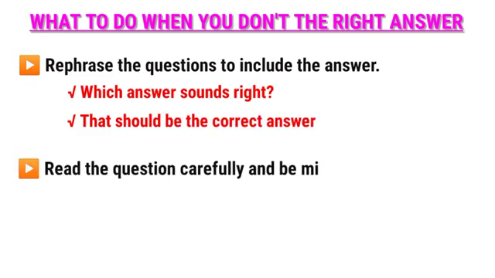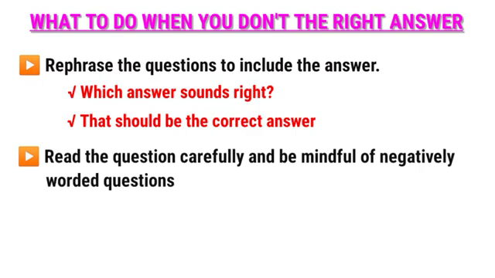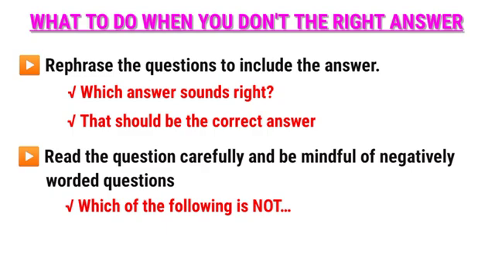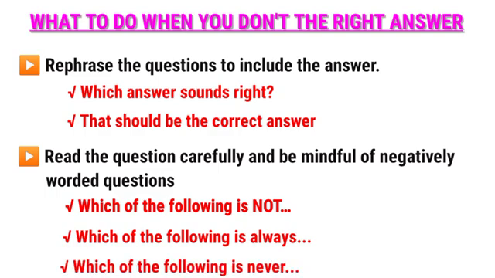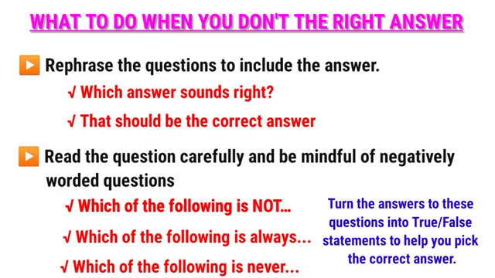Point number 2, read the question carefully. Be mindful of negatively worded questions, such as, which of the following is not? Or the use of absolute words. For example, which of the following is always? Or which of the following is never? Or which of the following is only? Or all the following are this, except. So in this case, turn the answers to these questions into true or false questions. It will help you to pick the correct answer.